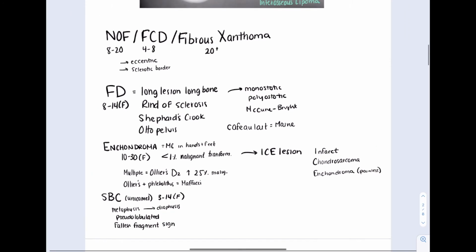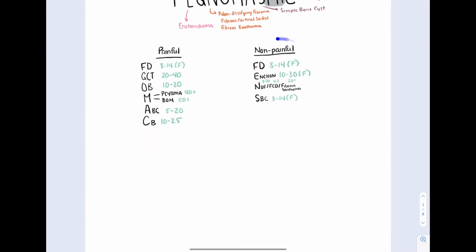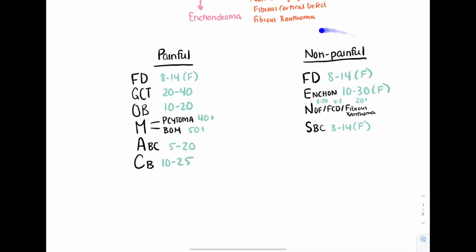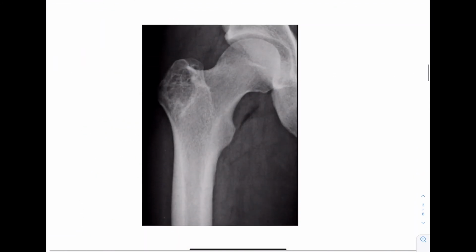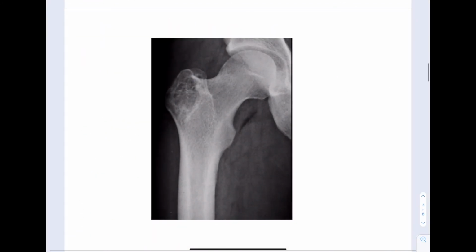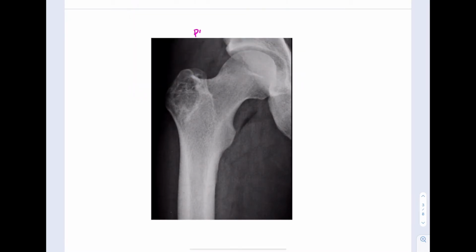Okay, so now we've talked about 4 out of, right? So now we kind of defined all these non-painful ones. Let's do another image. All right, here we are, and I'm going to say that this thing hurts. This is painful, and we'll say that this individual is painful in a 20-year-old.